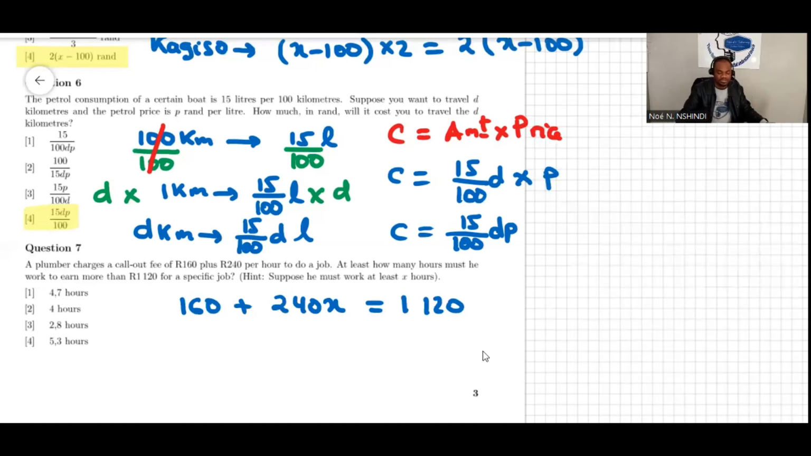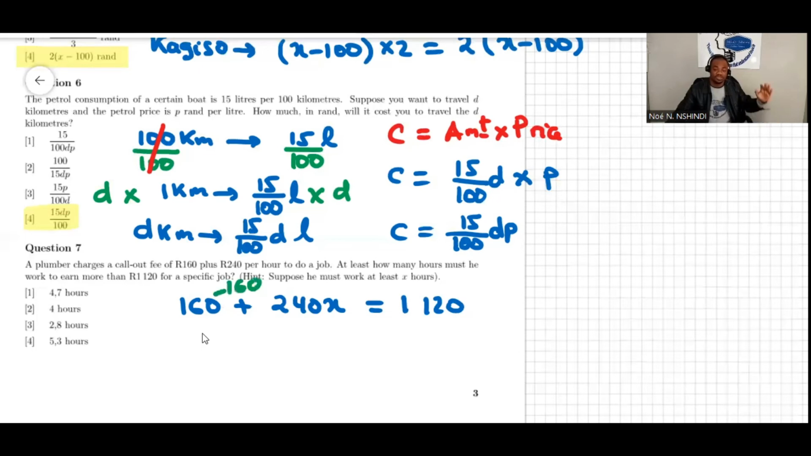The question says at least how many hours must he work to get this amount? So I'm looking for X, the unknown. How can I get it? This is a case of an equation. First, we're going to get rid of everything next to X. We have 160 plus here. Because 160 is positive, we're going to cancel this by minusing 160 there.